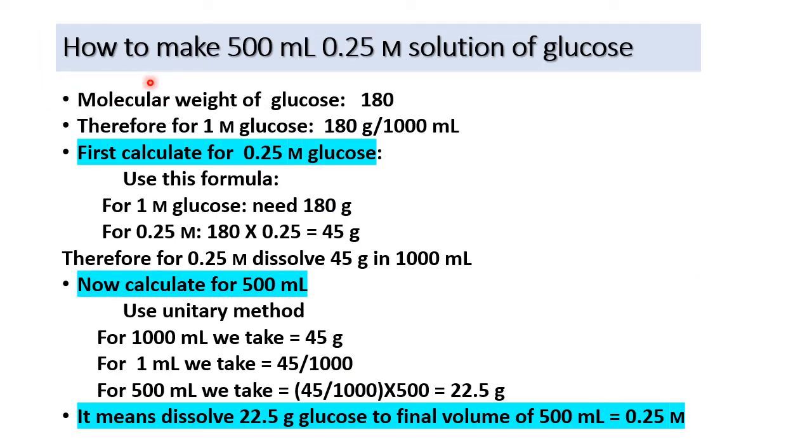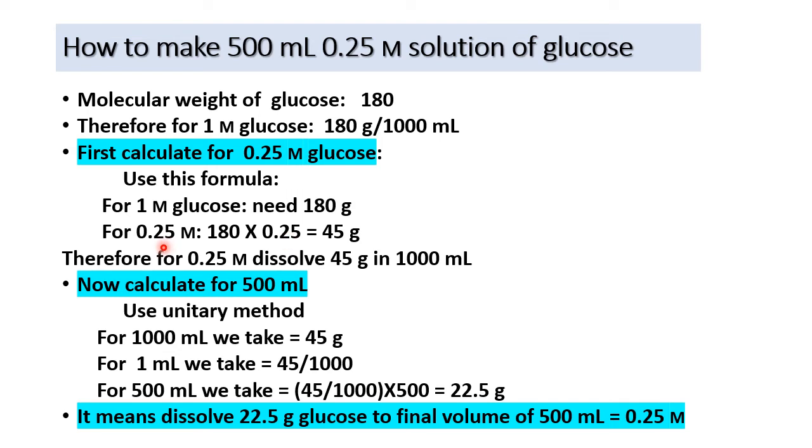Here I give another example. Sometimes you have to make solutions like: how to make 500 milliliters of 0.25 molar solution of glucose. First you have to calculate how much glucose is required to make 0.25 molar glucose, because you know the molecular weight of glucose is 180. So for 1 molar you need 180 gram in 1000 ml. So you just multiply this 180 with the molar concentration you want to make.